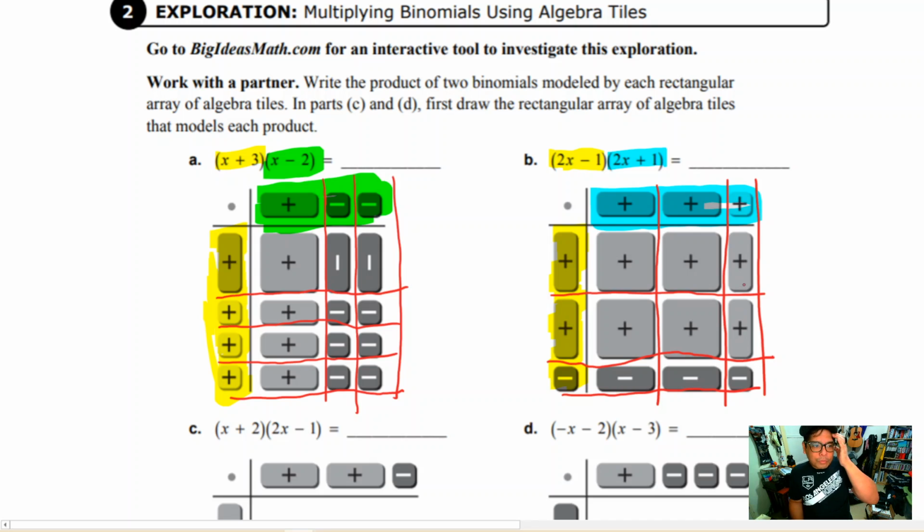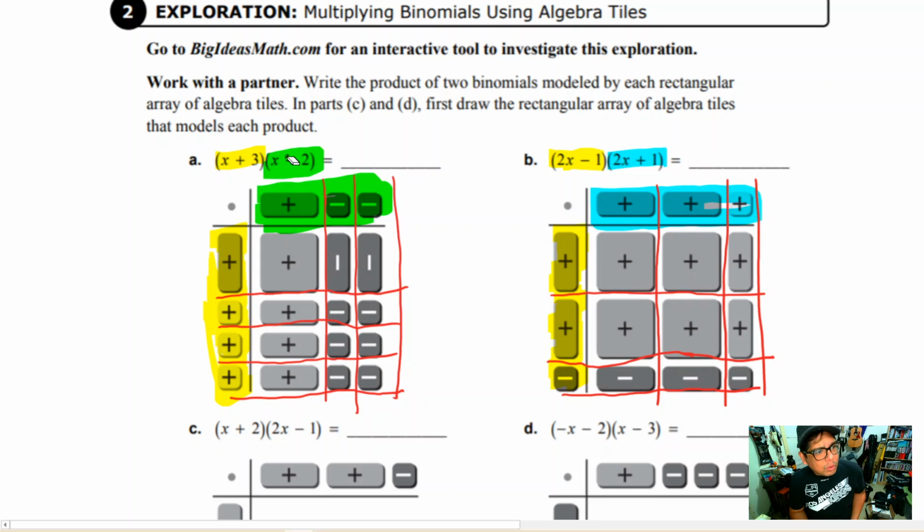Now we should talk about the signs here. Notice how this tile right here is in the intersection of a negative tile and a positive tile. So a negative times a positive is a negative. And that's kind of where that comes from. Just like over here, we've got this tile right here. That's at the intersection of a positive tile and a negative tile, and that's why this tile is a negative tile.